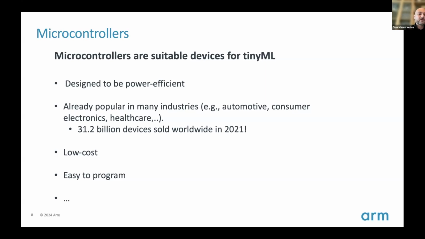The other aspect is the low cost, and I'm going to provide an example later about low cost, because sometimes when we think about a very cool project, very cutting edge technology, we think this will probably require a lot of money. Well, for TinyML, this is not true. Programmability is probably the other selling point for microcontrollers, because these are very easy to program.